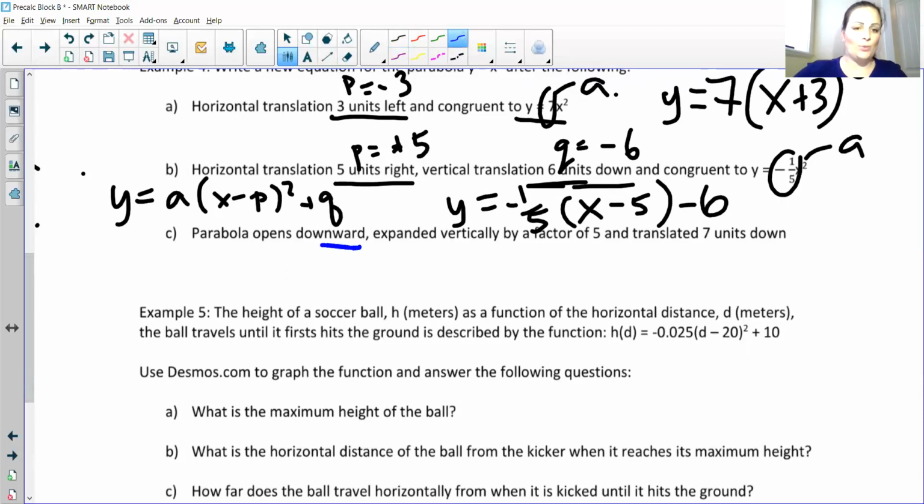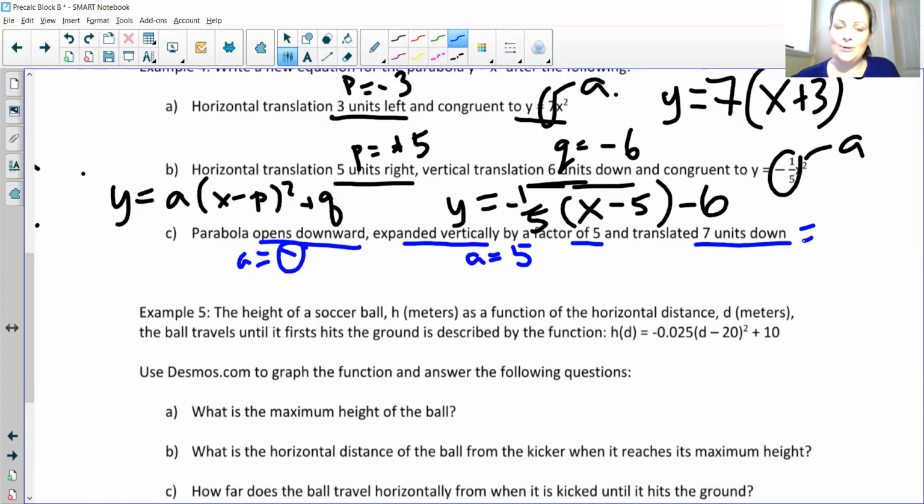So it opens downwards, which means A is going to be negative. It's expanded vertically by a factor of 5, so that means it's compressed horizontally by a factor of 5, which means A equals 5. Remember, the absolute value is more than 1 if it's horizontally compressed. Goes up higher. And it's translated 7 units down, so this means Q equals negative 7.